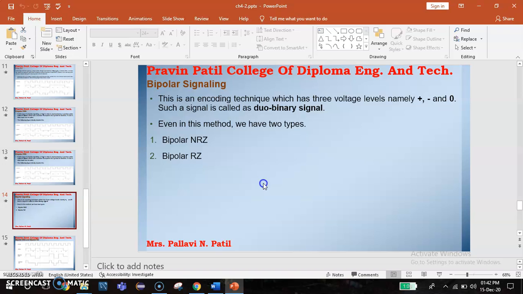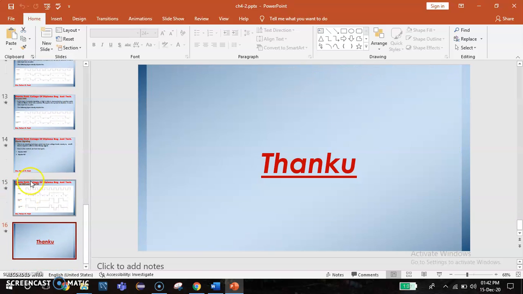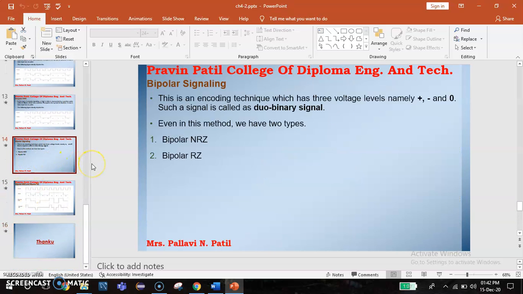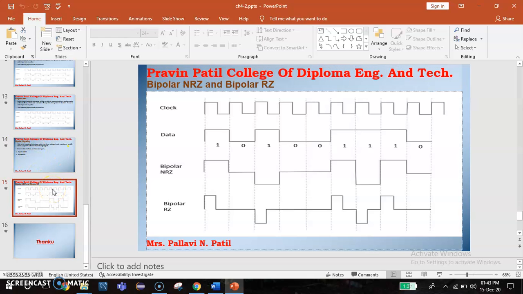The next is bipolar. Bipolar is an encoding technique which has three voltage levels: plus, minus, and zero. Such a signal is called a duobinary signal. In this method, we have two types: bipolar NRZ and bipolar RZ. A bipolar signal is an encoding technique which has three voltage levels, plus, minus and zero, and such a signal is called duobinary.